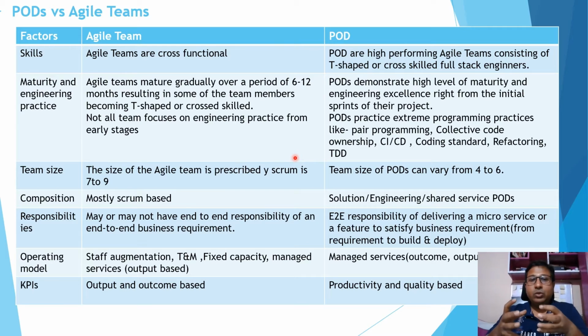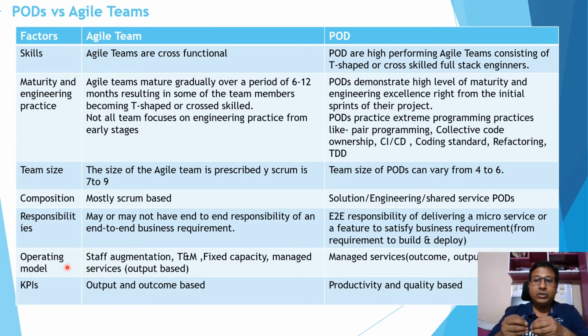Then responsibility wise, an agile team or any other team, I mean other than pods, may or may not have the end-to-end responsibilities, right? A particular team can be looking into a particular module or particular issue or anything of that sort. Whereas the pod is solely responsible for end-to-end delivery of a product, right? And it should have the end-to-end responsibility of delivering a microservice or a feature to satisfy the business requirement in its entirety, right?